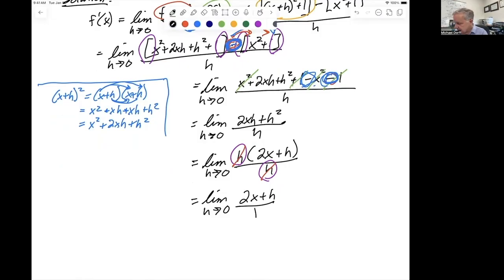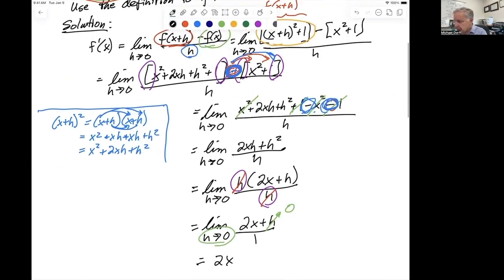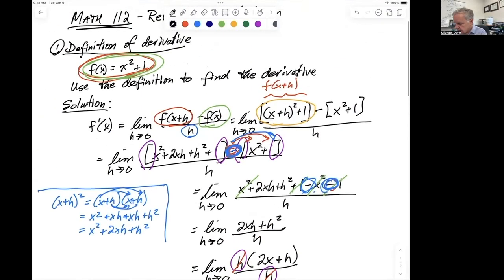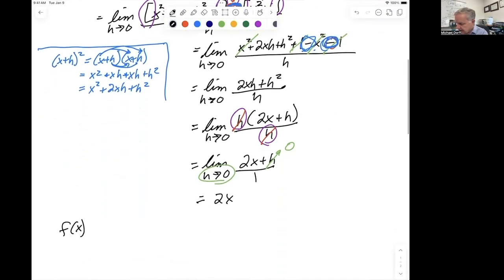And now as h goes to 0, what happens? As h goes to 0, this goes to 0. And so I've now put the h in as 0. I've used the substitution method, and I'm just left with 2x. And now, does this make sense? Remember, my original function was f of x equals x squared plus 1. And you know by the shortcut rules that the derivative of that is 2x. So we did it right.